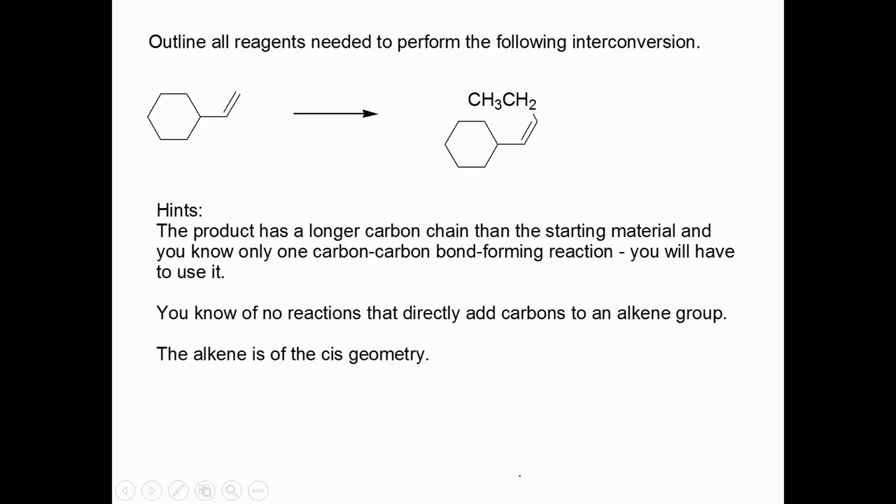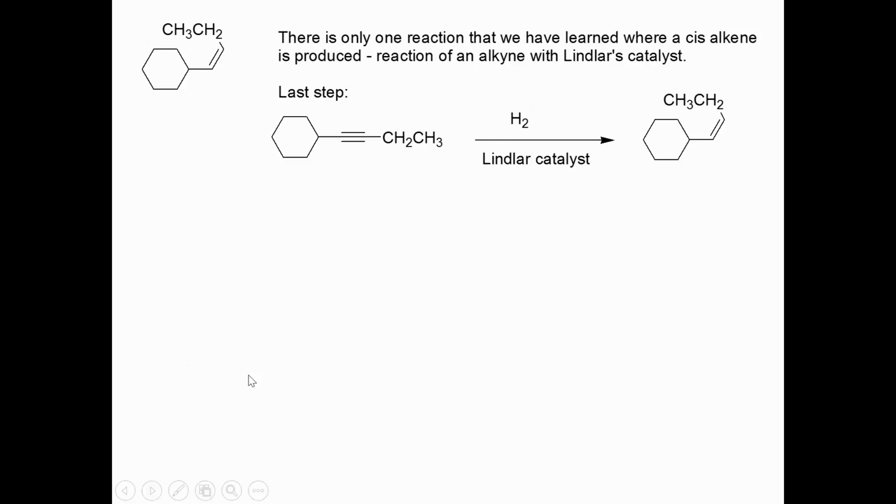We also know that our product alkene is of the cis geometry. So all of these things are telling us that we have to turn the alkene into an alkyne and then ultimately reduce the alkyne to the cis alkene. Remember, we don't know any other reactions other than alkyne reduction that is going to generate this system right here, an alkene of the cis geometry.